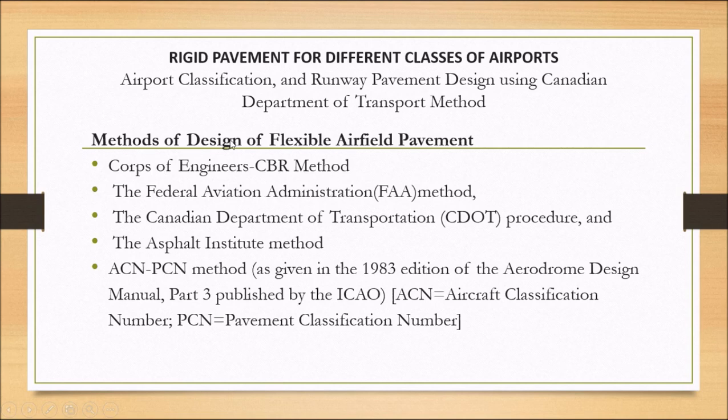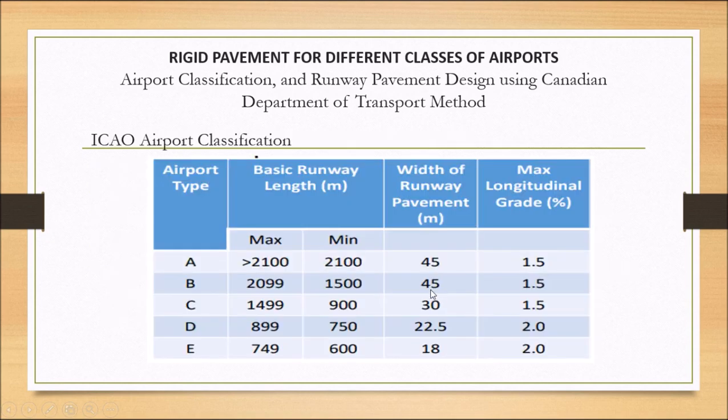Next, we look at methods of design of flexible airfield pavements. We have the Corps of Engineers CBR method. We have the Federal Aviation Administration method, the FAA method. We have the Canadian Department of Transport, which is the CDOT procedure, and the Institute method. We also have the ACN, PCN method, as given in the 1983 edition of the Aerodrome Design Manual, Part 3, published by the International Civil Aviation Organization, where ACN is aircraft classification number and PCN is pavement classification number.